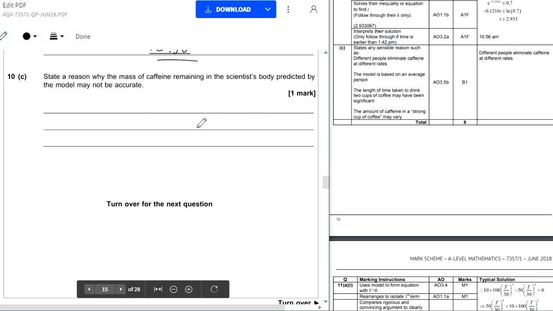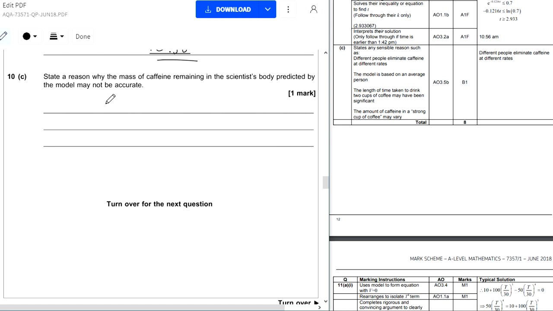Last part. State a reason why the mass of the caffeine remaining in the scientist's body predicted by the model may not be accurate. The only intake of caffeine is not just going to be your coffee. Maybe they had a snack or something that had some caffeine in. Maybe they had something else. Maybe they went to the toilet, which would have an effect on how much caffeine you had. Maybe the rate that the caffeine is going away from the scientist's body is not the average.